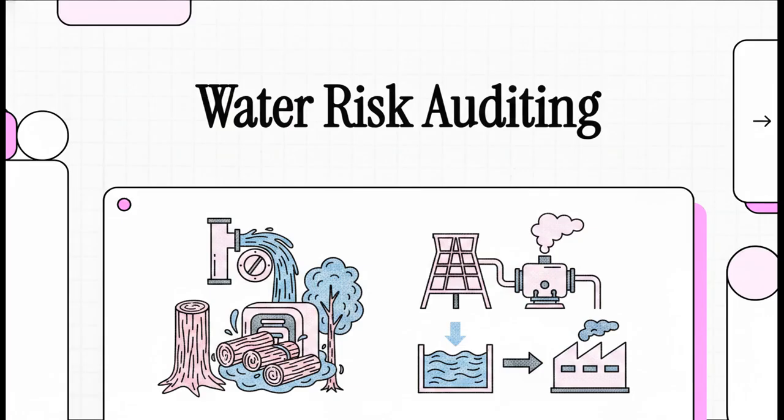Because of this massive demand, securing a stable water supply and properly managing the wastewater that comes out the other side is a top priority for long-term sustainability. So, today we're going to break down exactly how to audit and report these water risks using the strict guidelines of the SASB standard. Let's dive in.